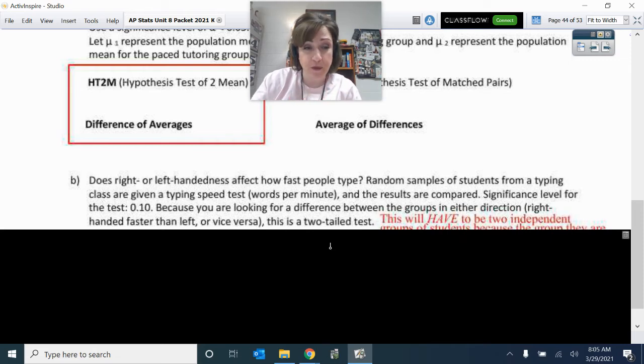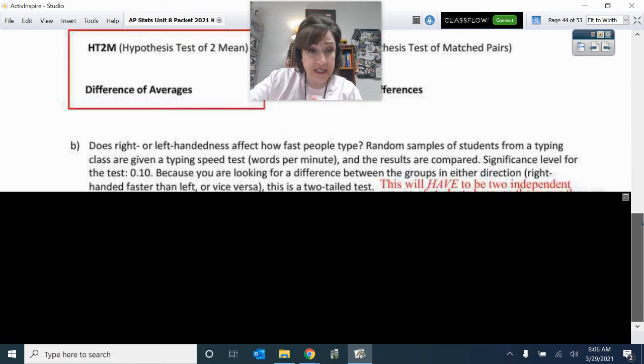I'll go ahead and read it: does right or left-handedness affect how fast people type? Random samples of students from a typing class are given a typing speed test in words per minute, and the results are compared. The significance level is 0.10. Because you are looking for a difference between the groups in either direction, right-handed faster than left or vice versa, this is a two-tailed test. So our HA would be a not equal to. But how many samples would we have, and would they be paired or matched is the question.